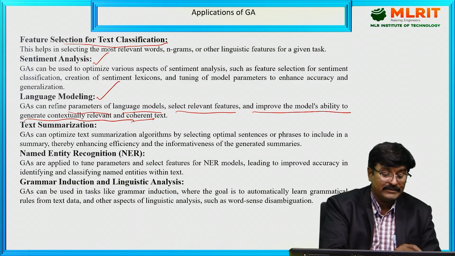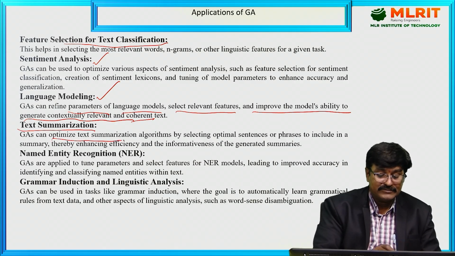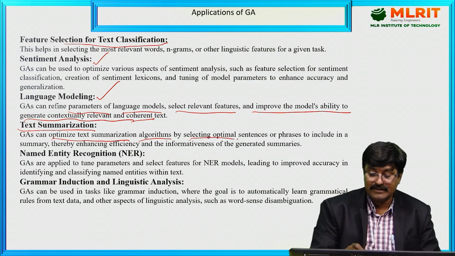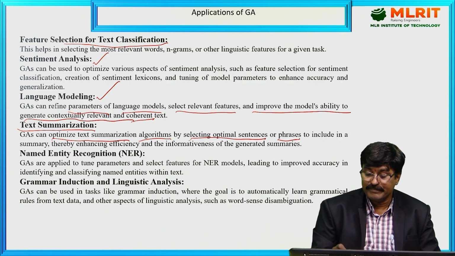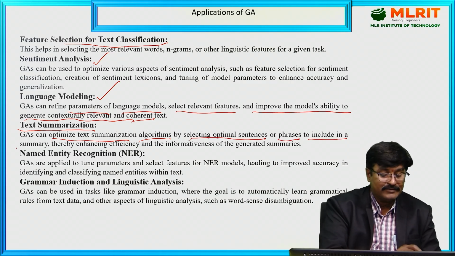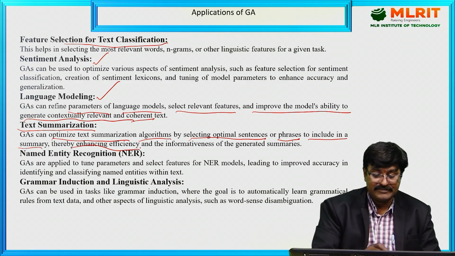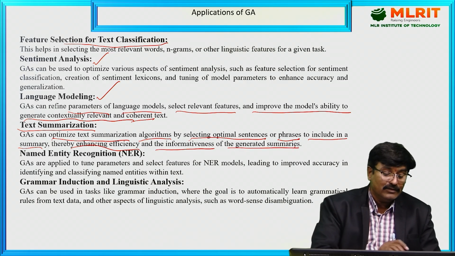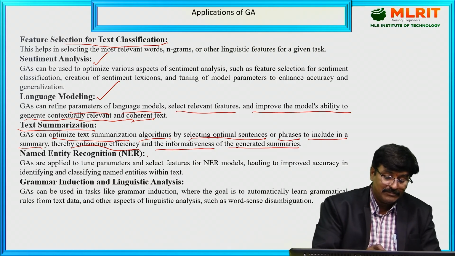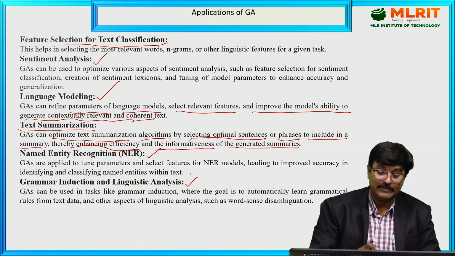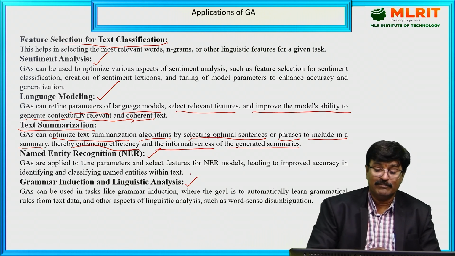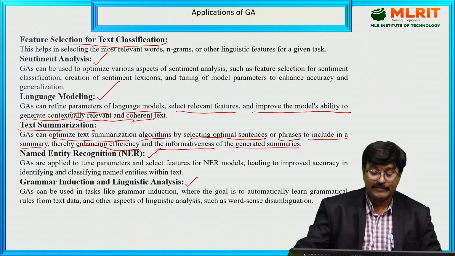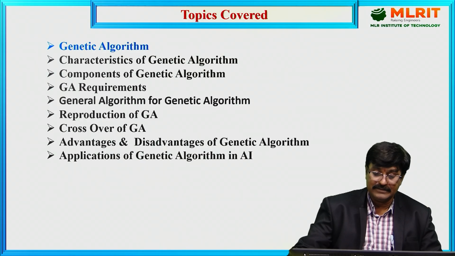Text summarization is also a useful application. GA can optimize text summarization algorithms by selecting optimal sentences or phrases to include in a summary, thereby enhancing the efficiency and informativeness of the generated summaries. Named entity recognition is another use. Also grammar induction or linguistic analysis. These are some of the examples of the genetic algorithm used in NLP or artificial intelligence.